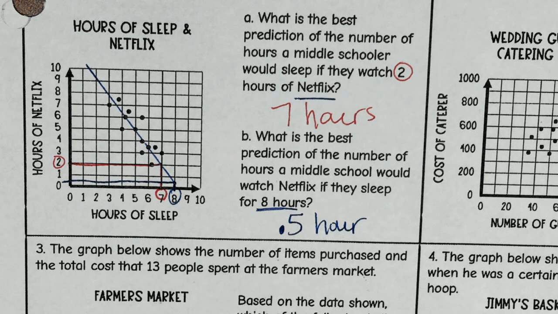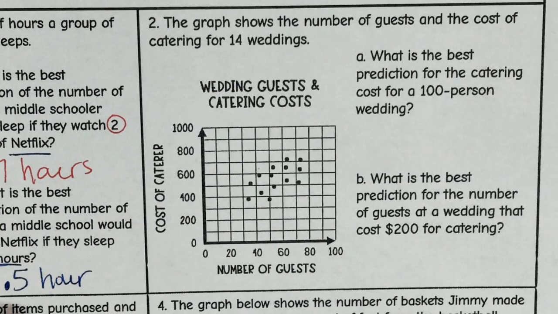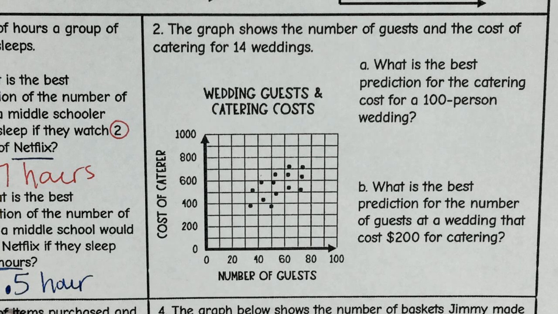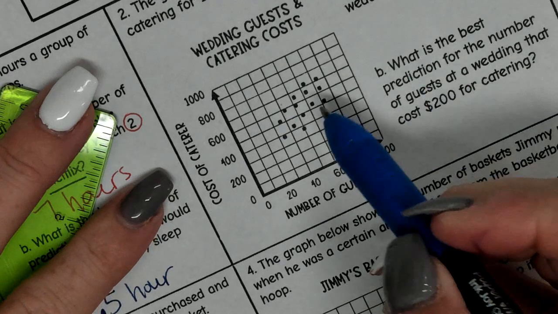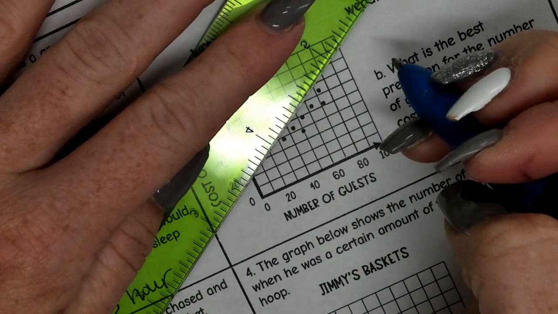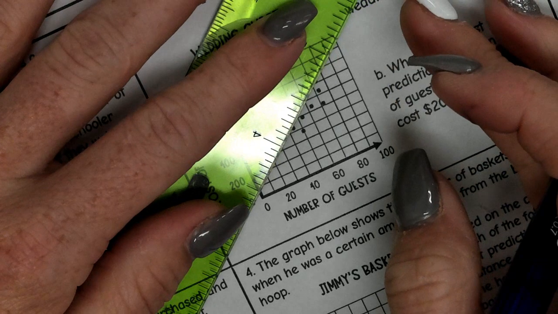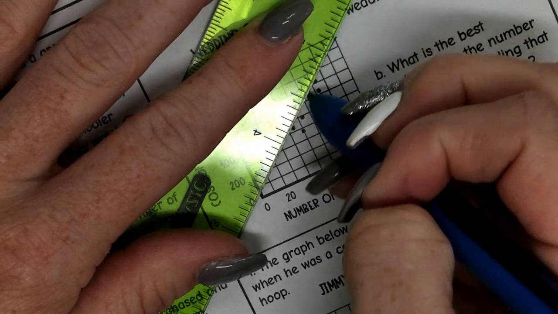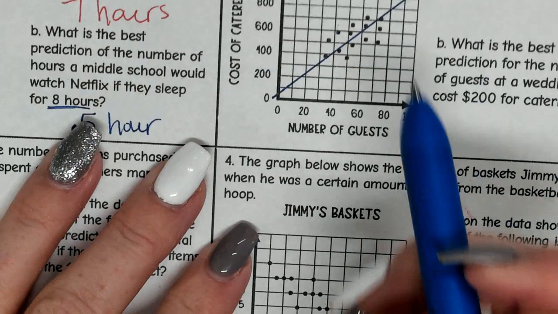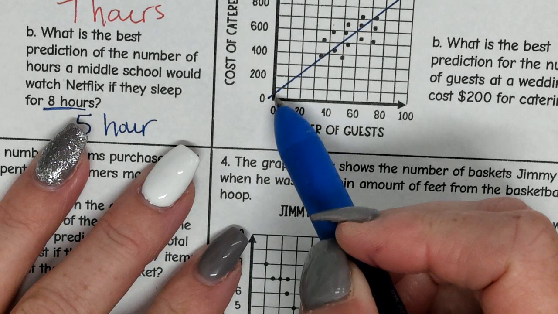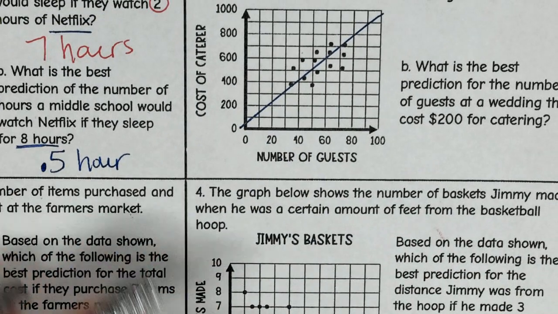All right, let's look at the next question. The graph shows the number of guests and the cost of catering for 14 weddings. So do I need a trend line? Yes. This is a pattern. So I'm going to want to go right through the middle of the pattern. This one is not as easy, but if you look, mine's kind of intersecting between 0 and 100 on the y-axis.